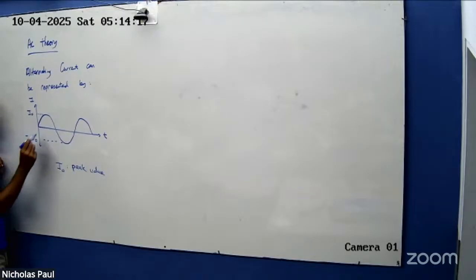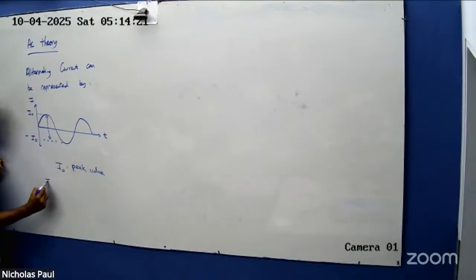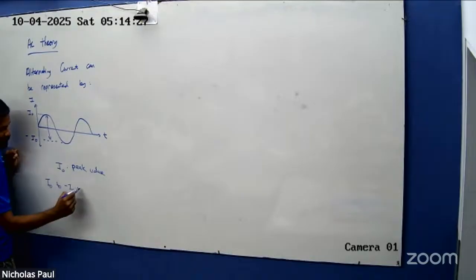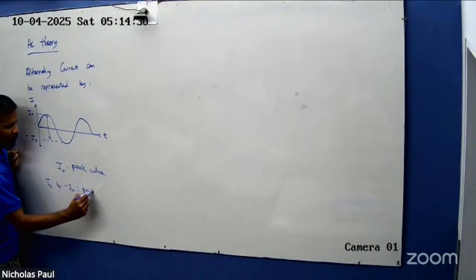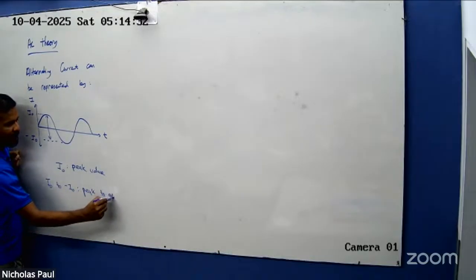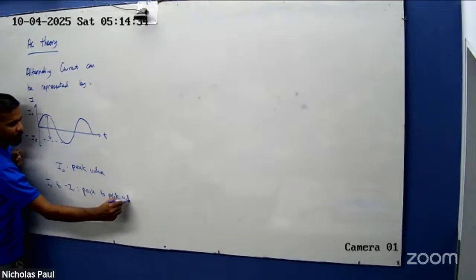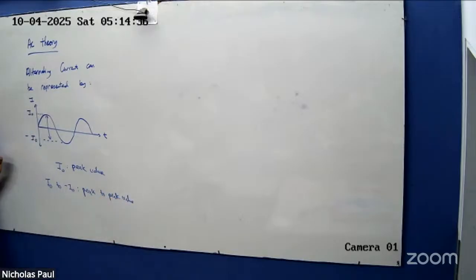But if we go from I naught to minus I naught, we call that the peak to peak value. Everybody okay with that?